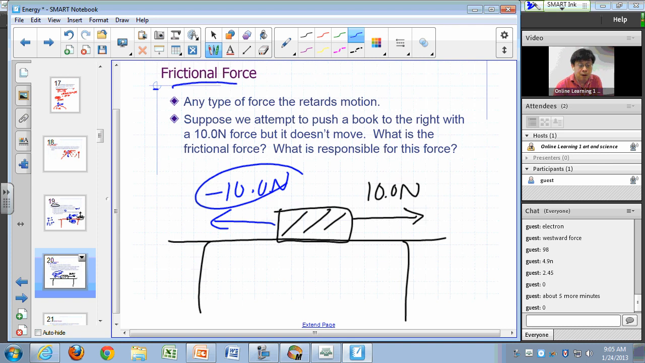Where does that come from? Again, that has to do with the interactions of the atoms at the boundary between the book and the table. There's a resistance to atoms. You're going to encounter resistance when atoms try to slide past each other. So there must be some kind of interaction between the atoms at the boundary between the book and the table.